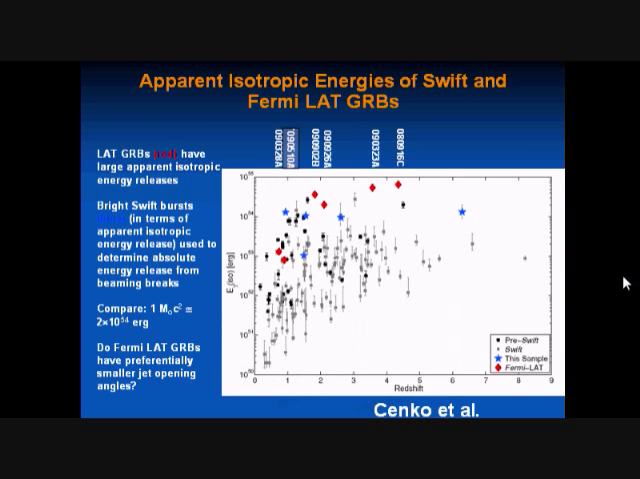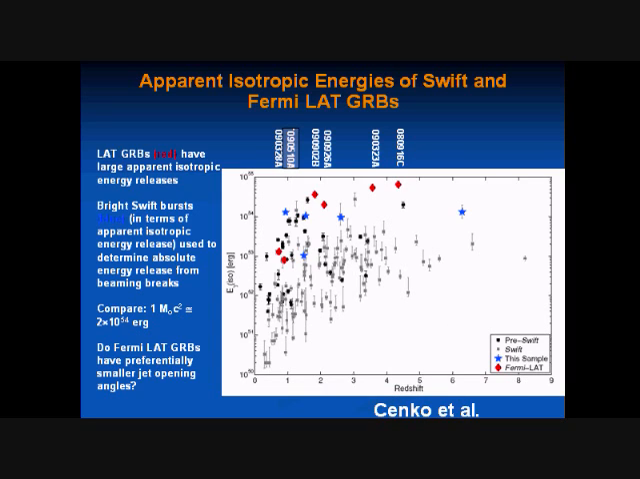In this plot, you see how the energetics vary with redshift, and with the red dots, all the LAT GRBs have been shown. With redshift, they have always been at the higher energy end. So LAT detected GRBs are more energetic in gamma rays, whereas the Swift distribution is in general less energetic. But there is still a big range in the apparent isotropic energies of Swift GRBs, from what has been seen so far.